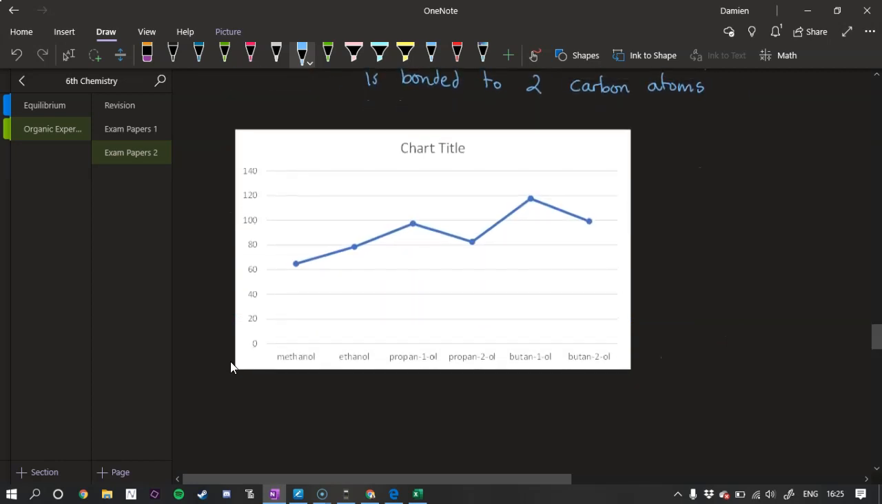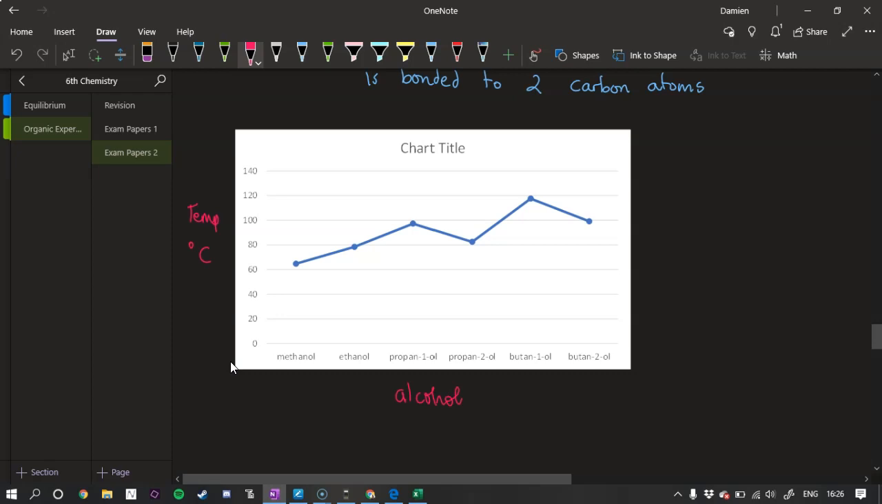So here it is, the chart title. So a couple of things about the chart. There's all the points plotted. You need to label your sides. So obviously the numbers on the left hand side, this is temperature in degrees Celsius, and don't leave out these. This here is the chemical or the alcohol along the side.